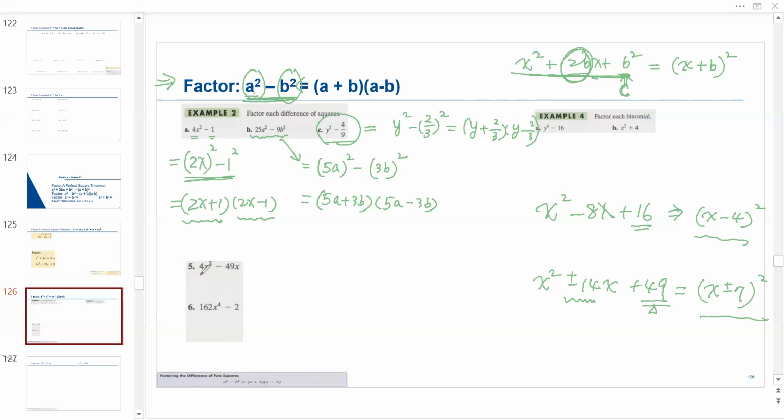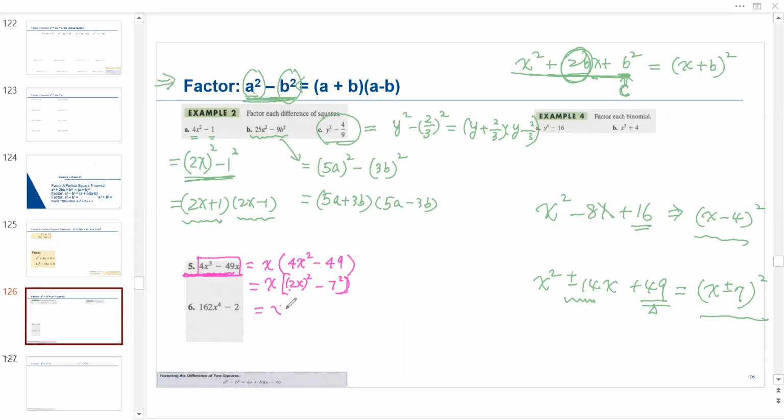Number 5, more examples, with a little more changed format. First, we see this expression, 4x cubed minus 49x. Actually, this one already has a common factor, right? We take x out first. So what is the rest? The rest is 4x squared minus 49. So this one we can rewrite as 2x squared, right? This one is 7 squared. So inside here is 2x squared minus 7 squared.